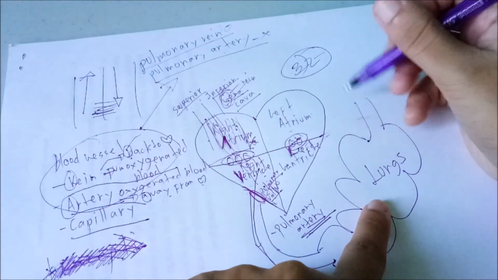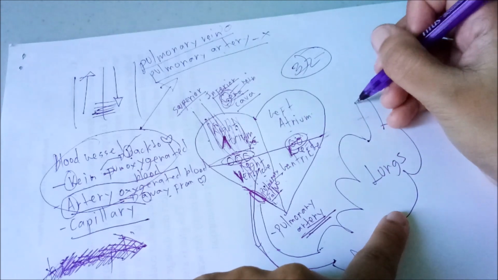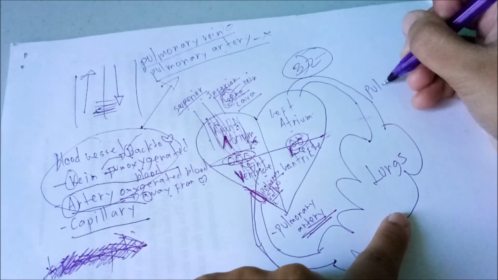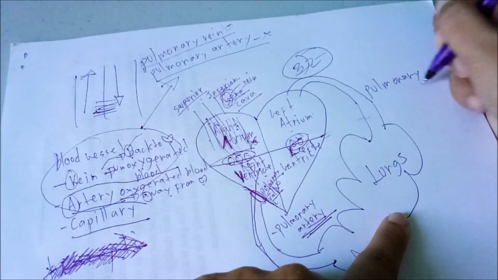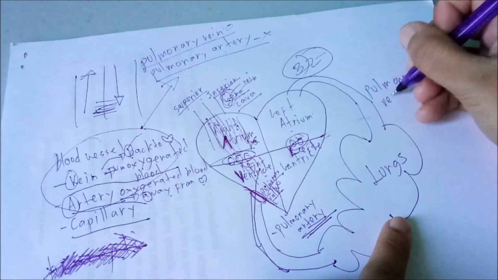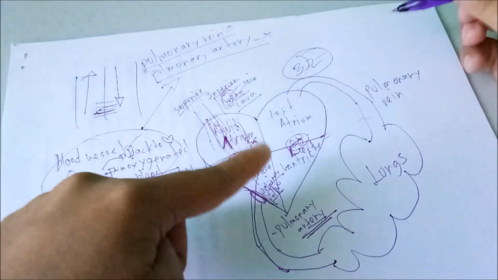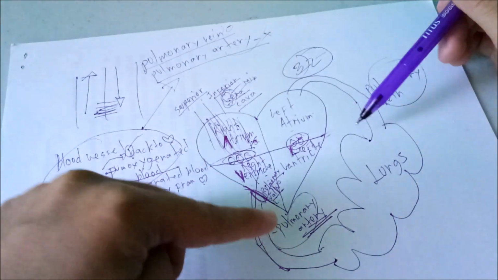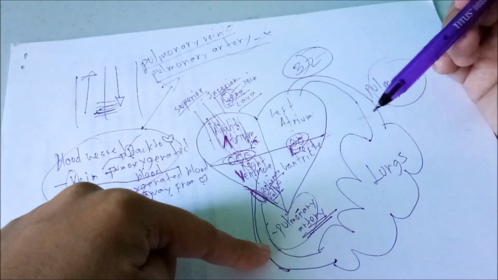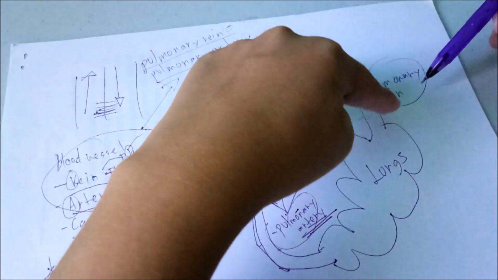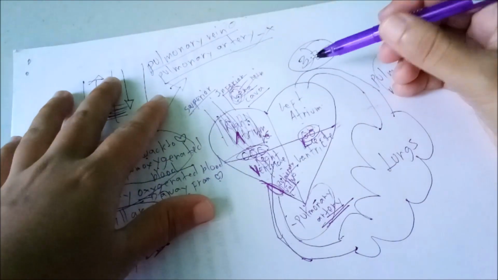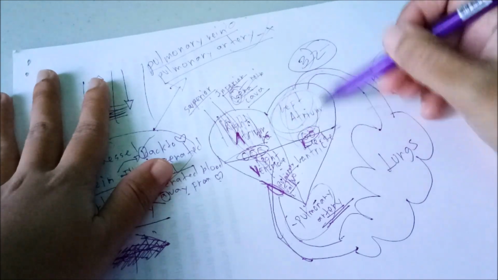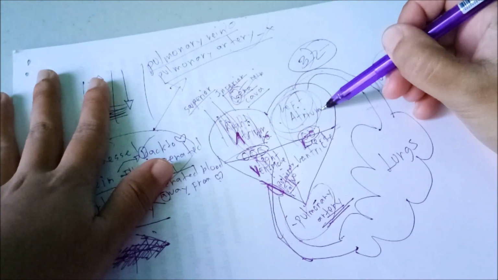After that, the blood becomes oxygenated and it will go back to the heart via the pulmonary vein. Because it has valves, so it's a vein. And here is the one that I told you, it's the exception to the rule, because the pulmonary artery carries unoxygenated blood and the pulmonary vein carries oxygenated blood. Next, the oxygenated blood will go to the left atrium.